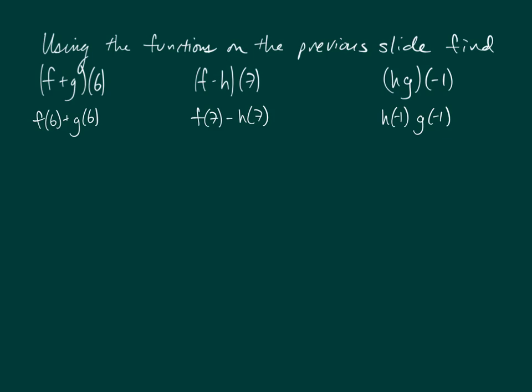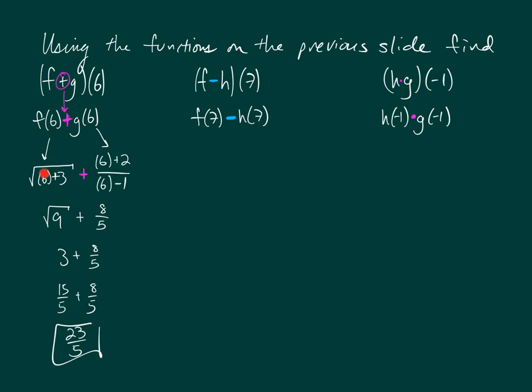We get to evaluate f when x equals 6 and g when x equals 6, and this operation, plus, comes along for the ride. There it is, plus. And the same thing happens here. We can evaluate f at 7 and h at 7. And this operation, this minus sign, just comes along for the ride. There it is. And with this last one, I mentioned that it's h times g of -1, so we would evaluate h of -1 and g of -1, and we would multiply those results together.